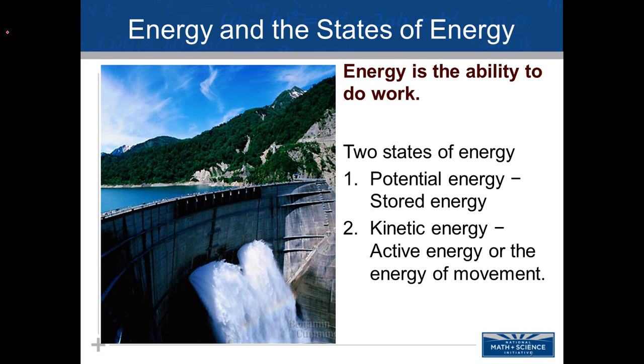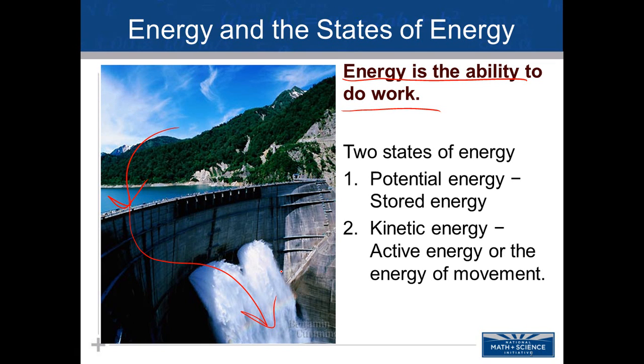Now, in chemistry, you learned that energy is the ability to do work. There are two states of energy. Potential energy is stored energy, like the water behind this dam. We don't see it doing any work, but we know that as the water runs through the opening of the dam, it is converted to active energy or kinetic energy, and it can do work. Those moving water molecules, when they hit a turbine, can be converted into electrical energy.